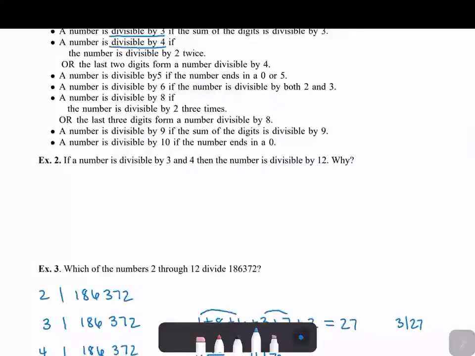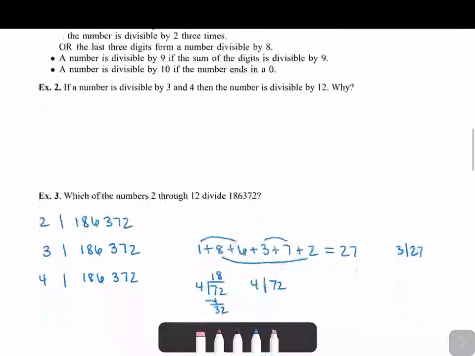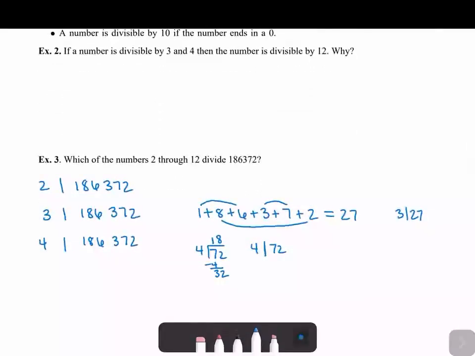Okay, a number is divisible by 5 if the number ends in a 0 or 5. This is something that you should definitely have seen before. We use this all the time to look at 5s, because we're in a base 10 system. So in this case, it's pretty clear this number does not end in a 0 or 5. So we have that 5 does not divide 186,372. Okay. So now let's look at 6.